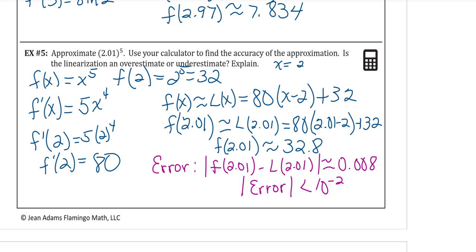Now, is this an over approximation or an under approximation? If you guys can remember what we learned about power functions last year, this is going to look a lot like a cubic function. And so if we're at a little more than 2, we're going to be along that part of the curve. As you can see, that part is kind of concave up, and the tangent line is below it. So this is going to be an underestimation.